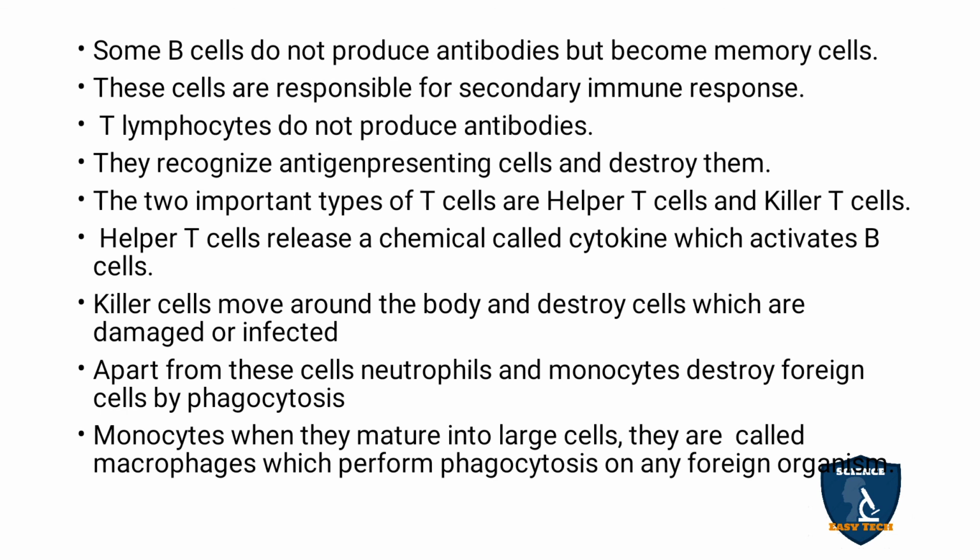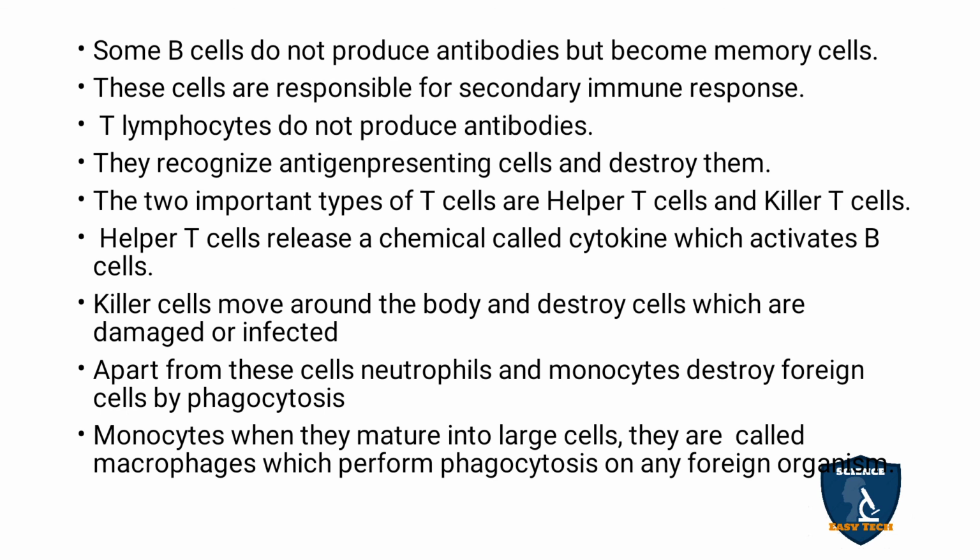T lymphocytes do not produce antibodies. B cells alone produce antibodies, but T cells do not. They recognize the antigen presenting cells and destroy them. There are some cells which can present the antigen, and those cells have to be destroyed. That work is done by T lymphocytes. The two important types of T cells are helper T cells and killer T cells.